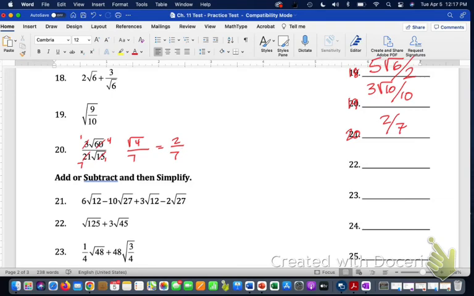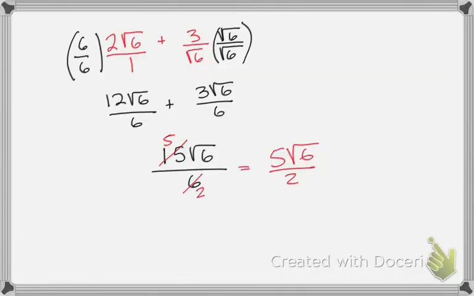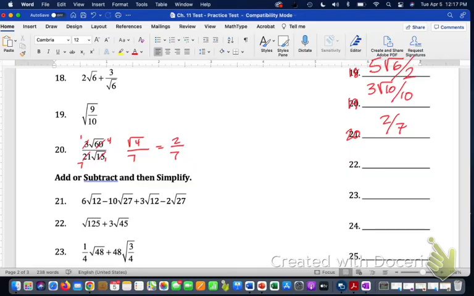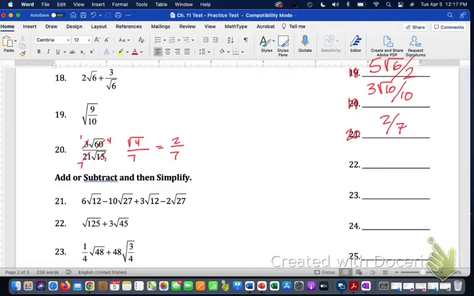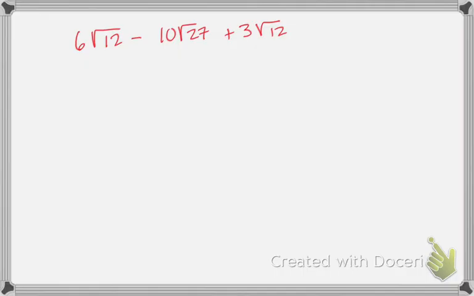10 minus 10 rad 27. Actually, let's just do this. 6 rad 12 minus 10 rad 27. I hope that's right. Plus 3 rad 12, and then I have minus 2 rad 27.